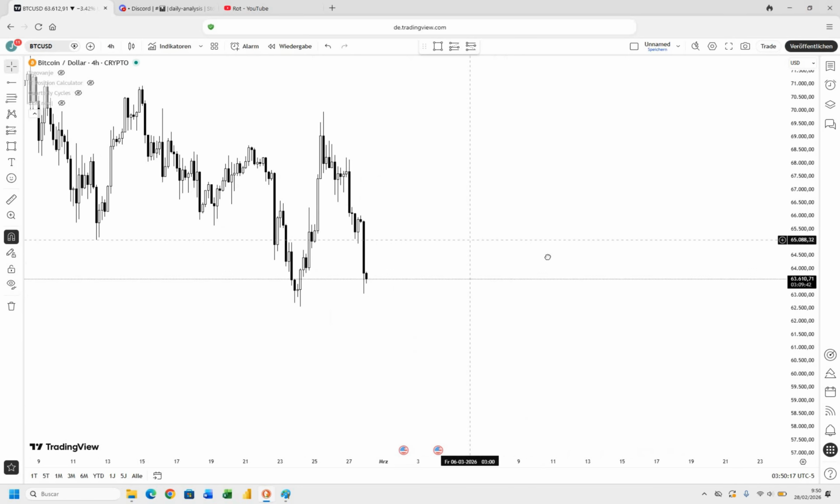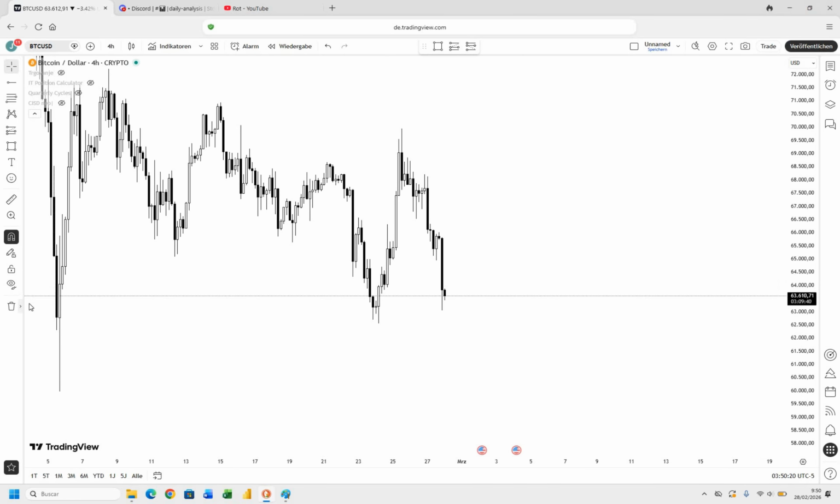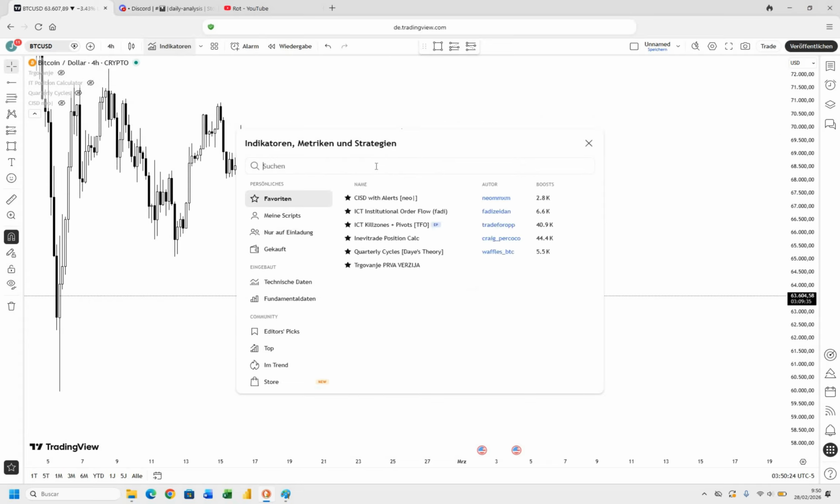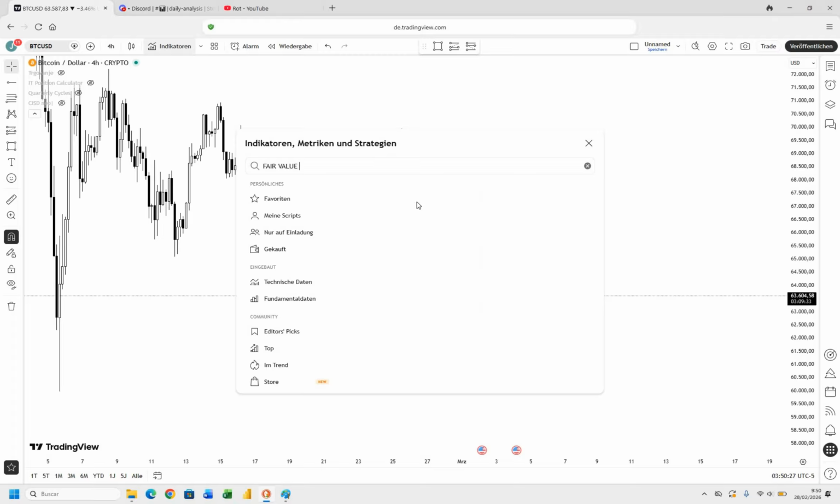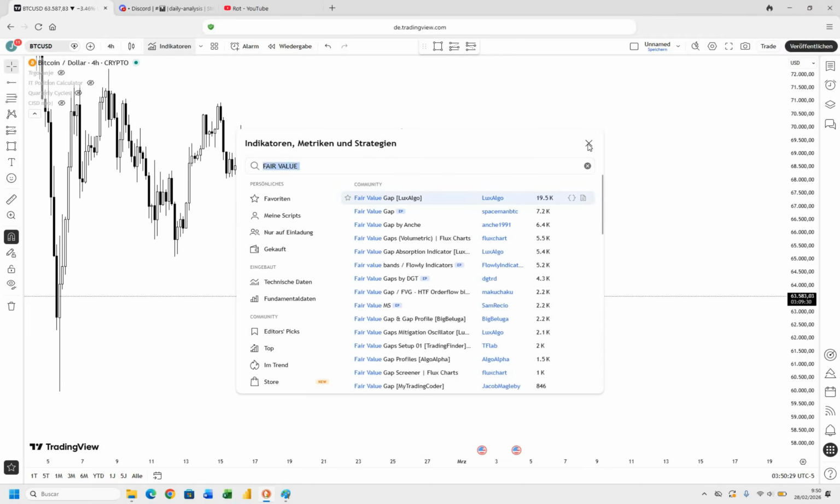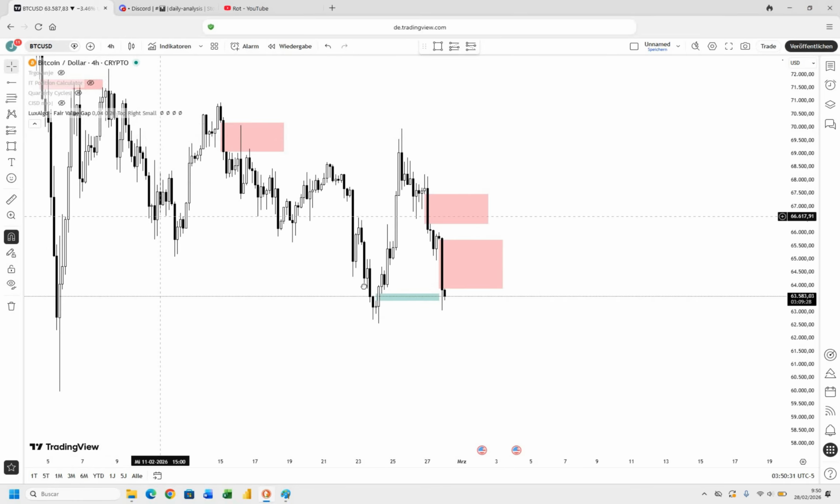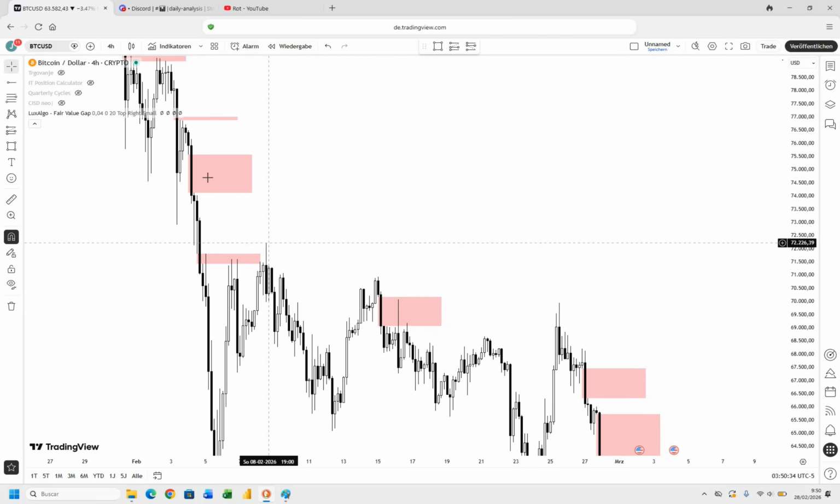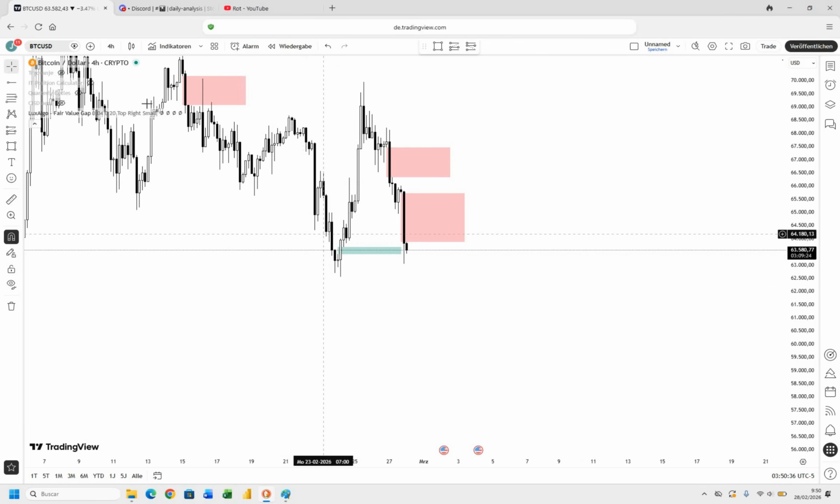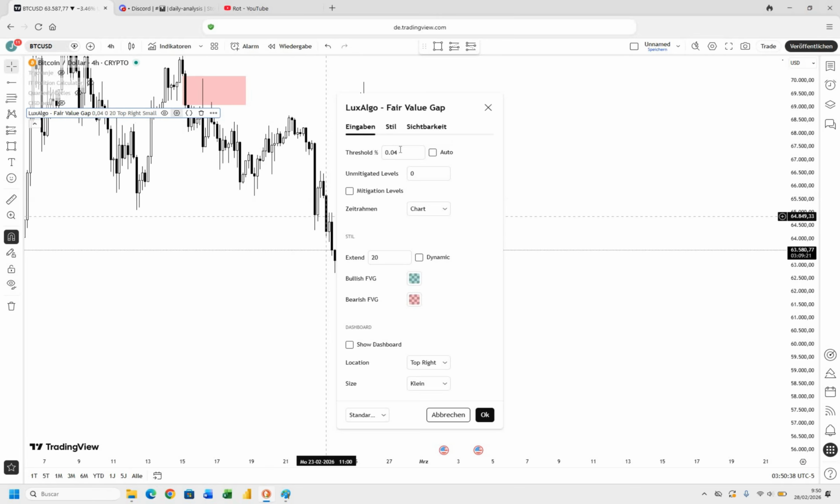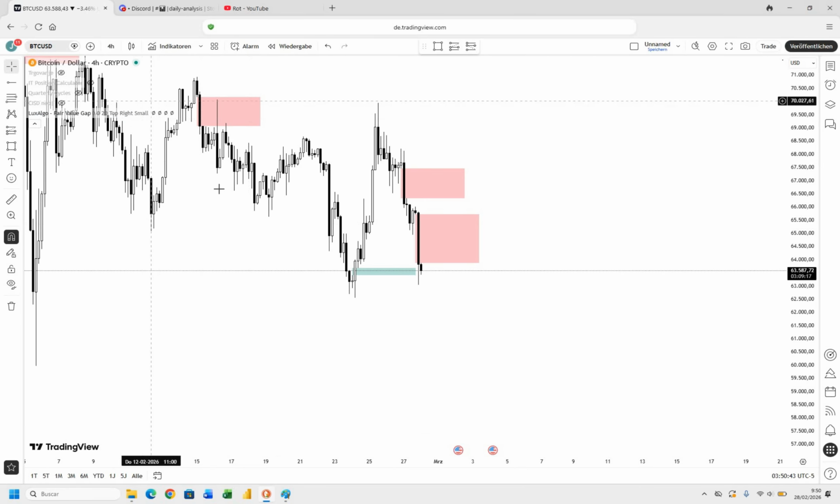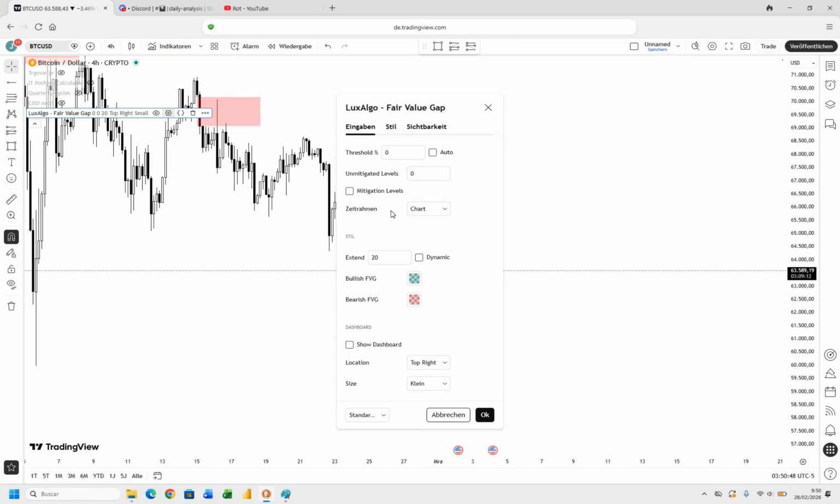Now, of course, since you already see the fair value gaps, I want to show you one indicator which is called Fair Value Gaps by LuxAlgo, this one, and you can apply it to your chart and you will see that it automatically draws all of the fair value gaps for you. Okay, so let's go here to the settings. The threshold you can keep on 0 because the threshold actually doesn't matter, because every single fair value gap is important. Okay, so that's basically it.